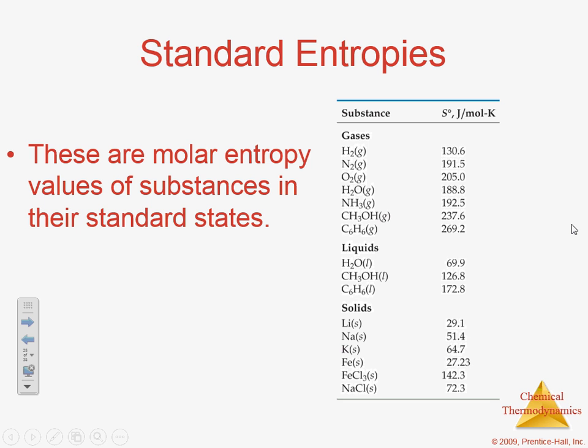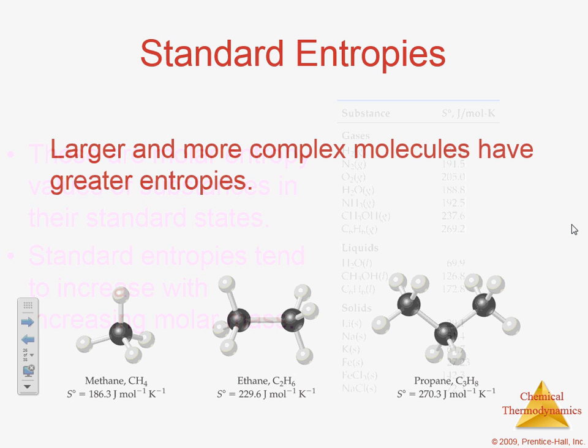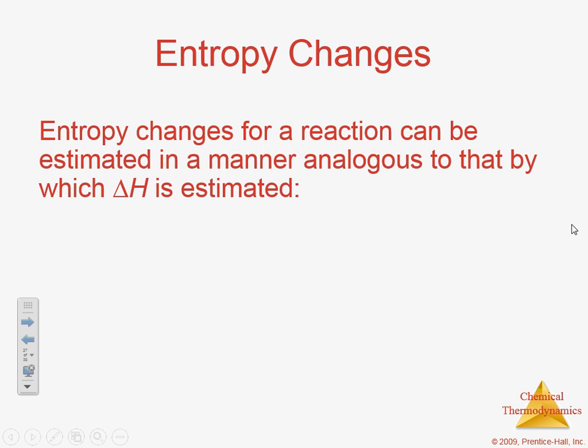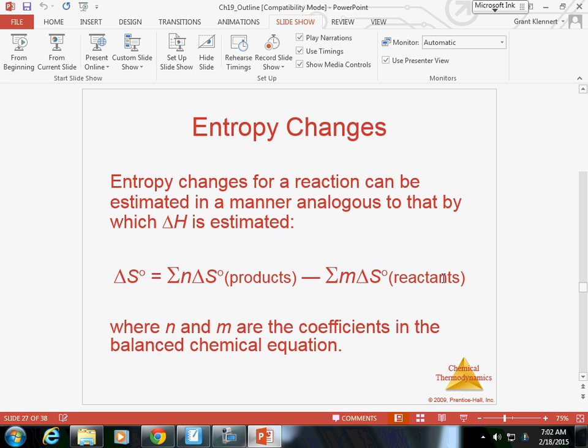A couple things to wrap up on entropy. Here are the molar entropy values of substances. Entropies tend to increase with increasing molar mass. So you can see that the higher the mass, typically the higher the entropy. Also, larger and more complex molecules have greater entropies in comparison to smaller molecules. And I think that is where I want to stop when we talk about entropy changes.